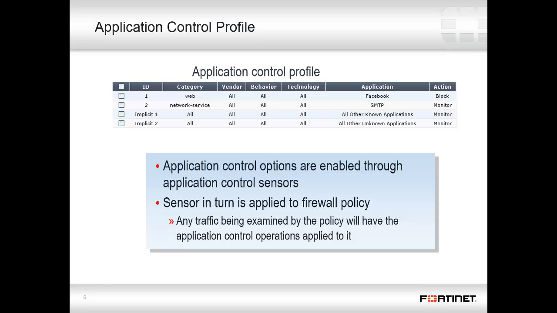The configuration for application control is a two-step process. First, you need to put together the profile that details all the software and actions you want to take with them. Once you have the profile, you need to enable it on the firewall policy you want to monitor for this traffic.